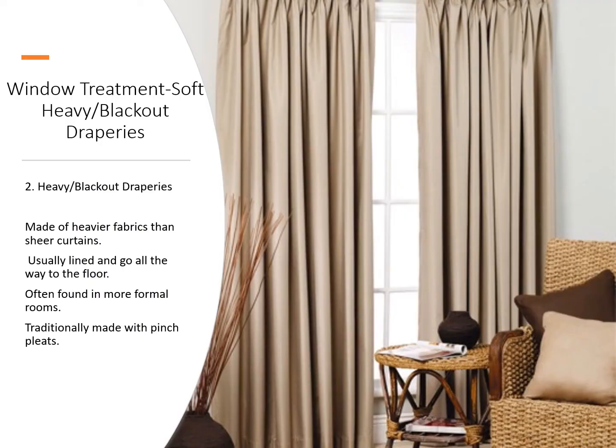Next, we will discuss the second category of curtains, that is heavy blackout curtains. They are made of heavier fabric than sheer curtains. They are usually lined and go all the way to the floor. They are often found in more formal rooms and they are traditionally made with pinch pleats.